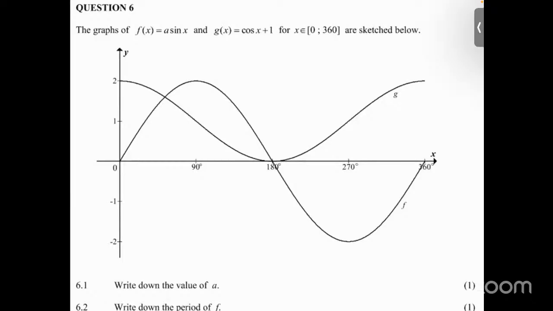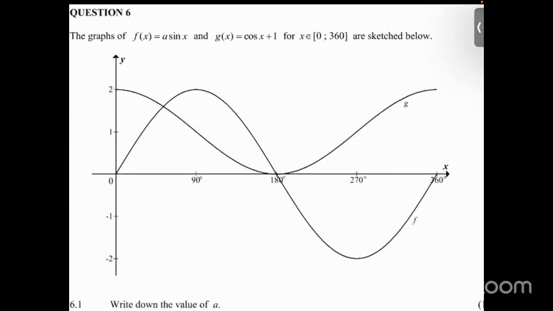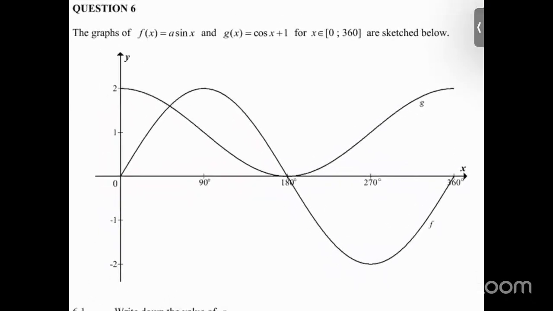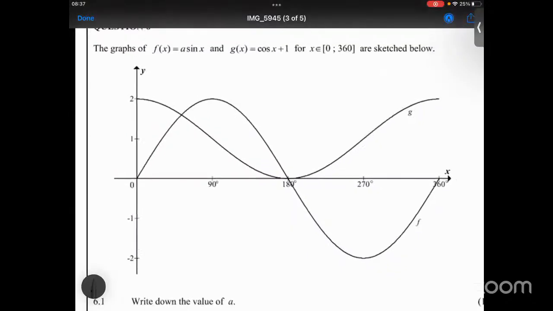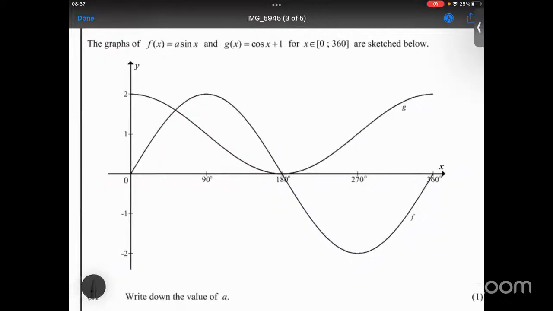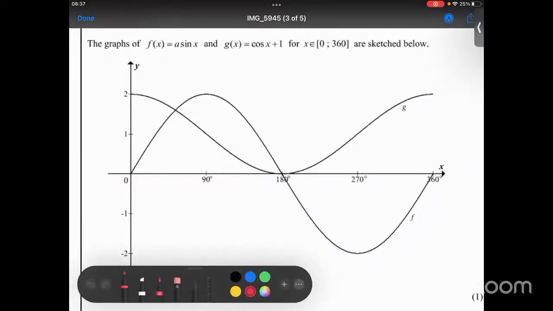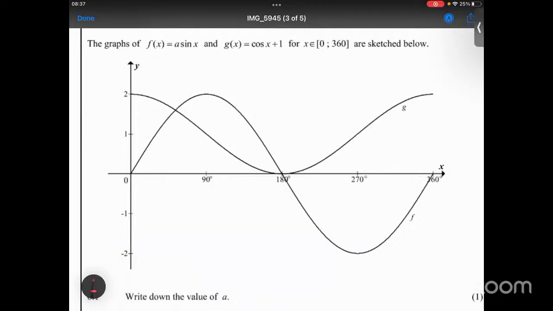So the statement says the graphs of f of x equals a sine x and g of x equals cos x plus 1, for x an element of 0 to 360 degrees, as sketched below. As a mathematician, you need to be able to know which graph is which. That information will never be made a secret to you. They will say, this is the graph of f of x, that is the formula for f of x.